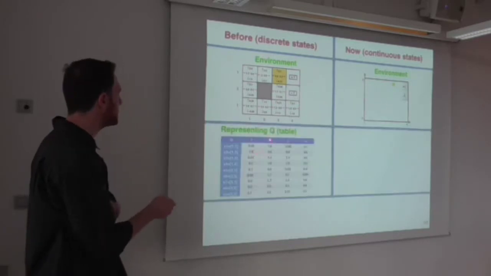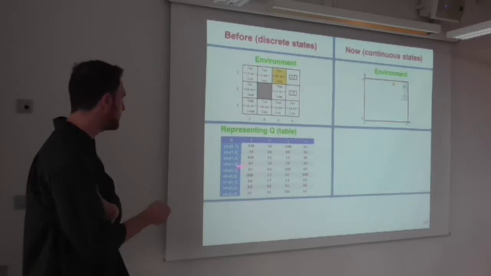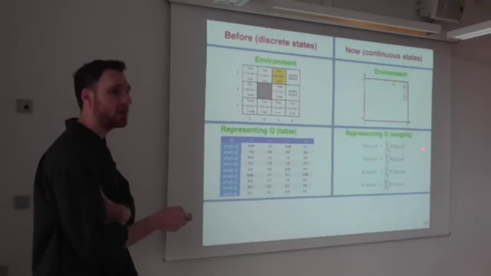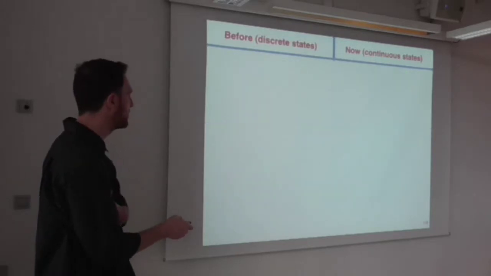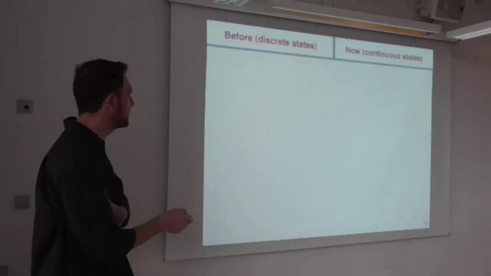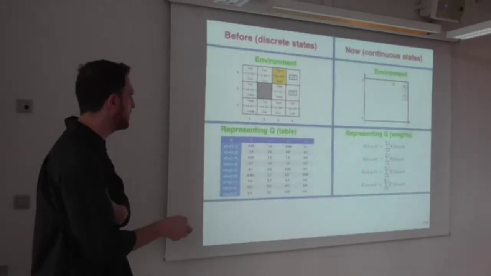In the discrete case, the Q function was just a table with 1 row per state, 1 column per action. Now, if we have continuous states, the Q function is really this summation, this weighted sum of the state variables, just like I showed here. Right, these four. If you have 4 actions, you have 4 of these things. That's what I'm showing here.